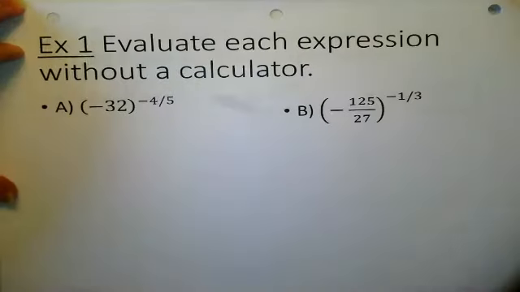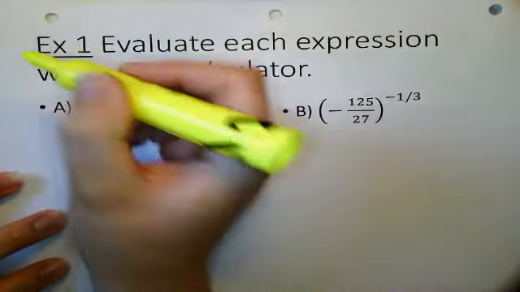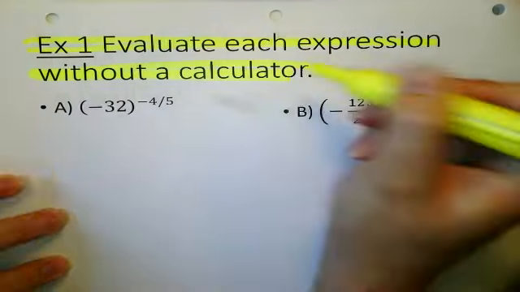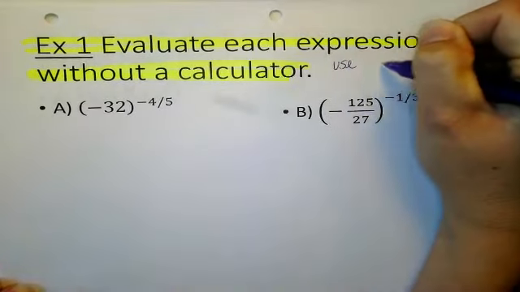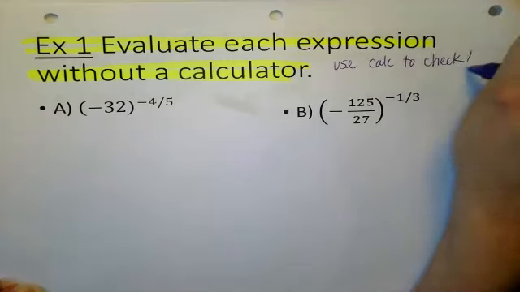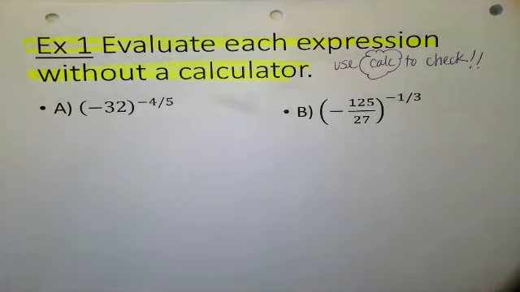We want to evaluate each expression without a calculator. And remember, you are taking notes on this. You want to highlight the title. You should have written the title and the date, always. And then, of course, highlighting the directions. You want to do this without a calculator, but you're always allowed to use a calculator. But you absolutely should use your calculator to check, always. You want to be able to prove everything using your calculator, all right? It is a good thing.